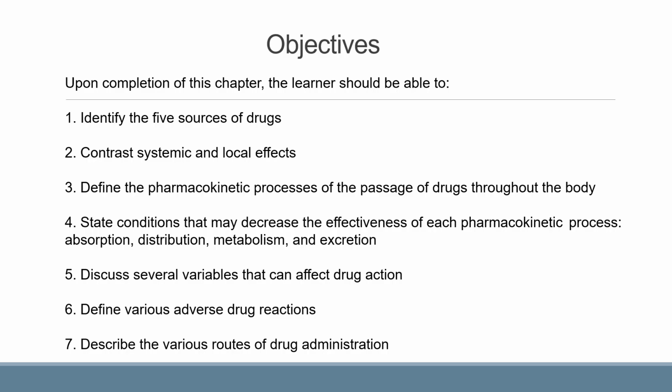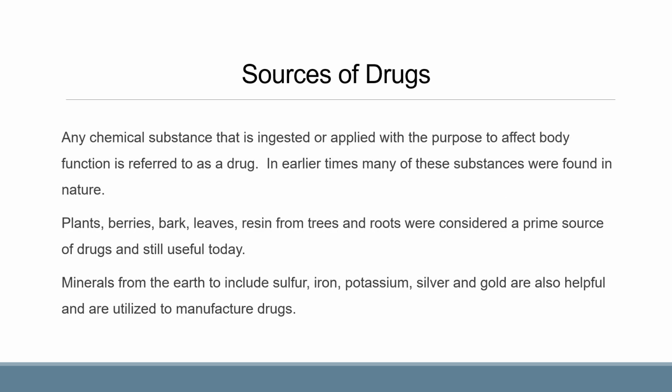So after this lecture, you should be able to identify 5 sources of drugs, contrast systemic and local effects, define pharmacokinetic processes in the passage of drug throughout the body, state conditions that may decrease the effectiveness of each pharmacokinetic process like absorption, distribution, metabolism, excretion, discuss several variables that can affect drug action, define various drug action reactions, and describe the various routes of drug administration.